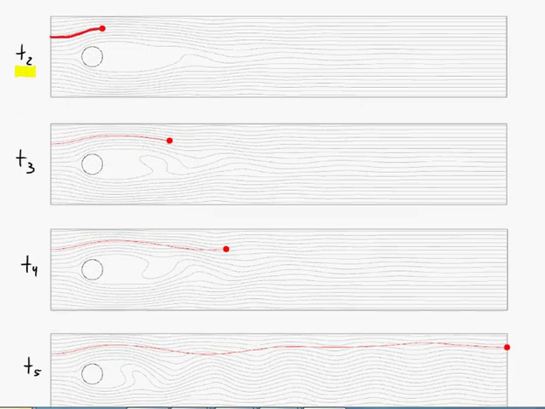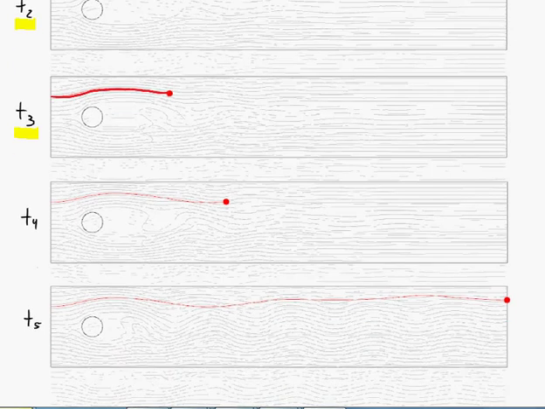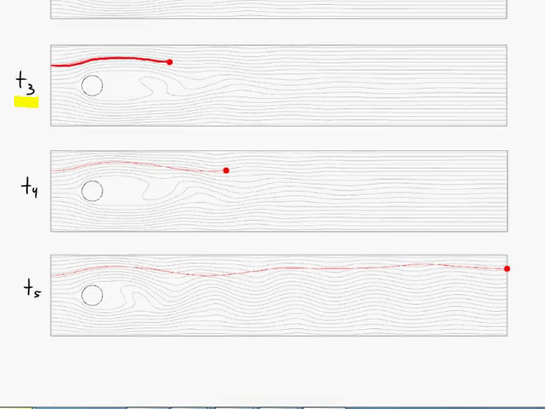In time 3, the particle has traced out a longer path, and it has continued further down this path, and then it continues for time 4 and time 5. So at time 5, our particle has reached the end of the flow domain, and what we've traced out is the path that this particular particle has taken throughout the computational domain, or throughout the fluid domain.